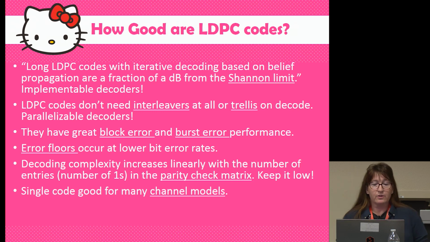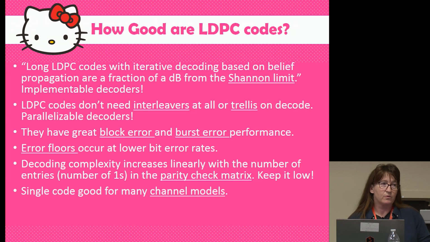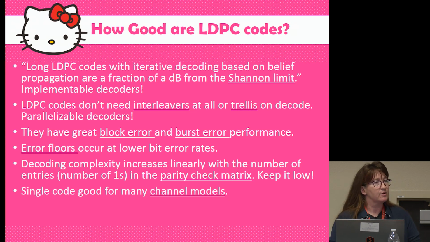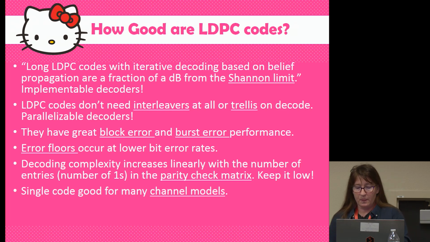Some other advantages: they don't need interleavers and they don't need a trellis on the decode. You can parallelize the decode. Great error performance. Error floors, not so bad. Decoding complexity increases linearly with the number of ones in the matrix, so the sparser the matrix, the better. And it's good for many channel models. That's kind of a big deal.